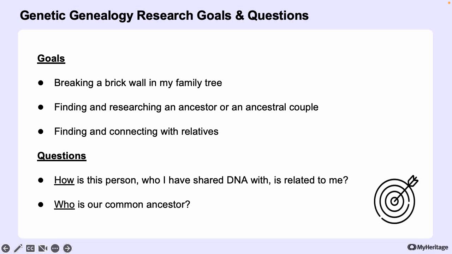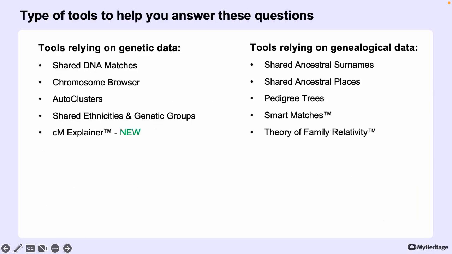There can be a lot of different goals. But when you look at DNA matches specifically, you have questions that you want to answer. When you find your DNA match, you usually ask, who is this person? How is he related to me, or are they related to me? And through whom? Who is our common ancestor? And that's why we're here, because MyHeritage has a lot of tools to help you answer these questions.